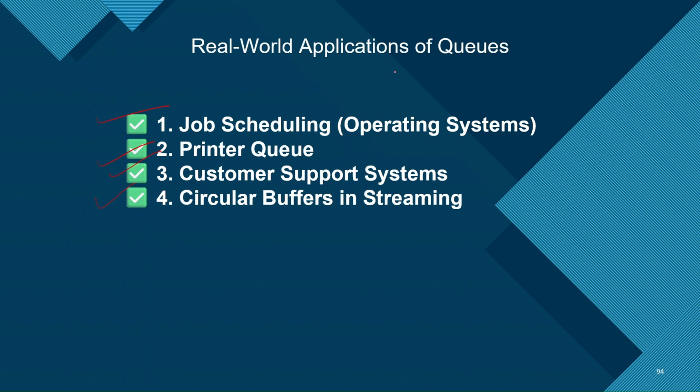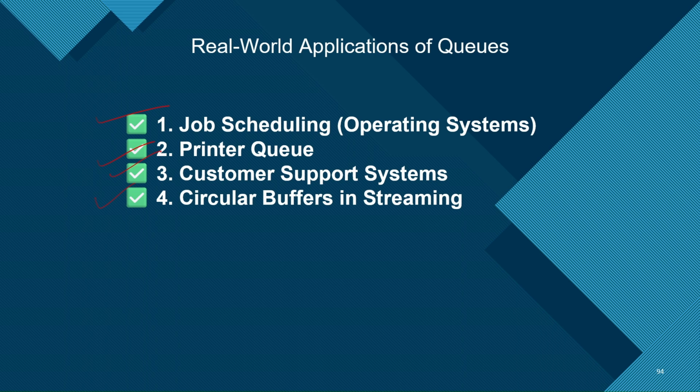And about the customer support system, basically calls in a customer service center are answered in FIFO order, that is first in, first out. And the last one is the circular buffer in streaming. You can take the example of YouTube and Netflix, which use a circular queue for buffering video streaming.